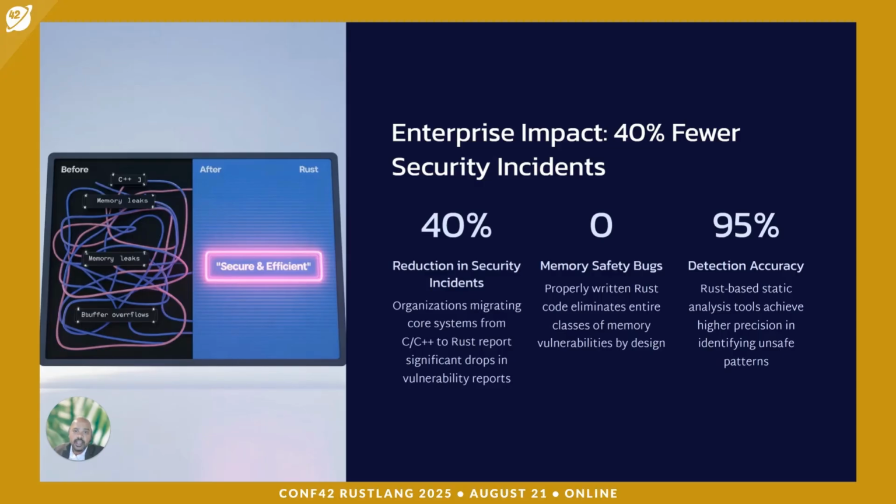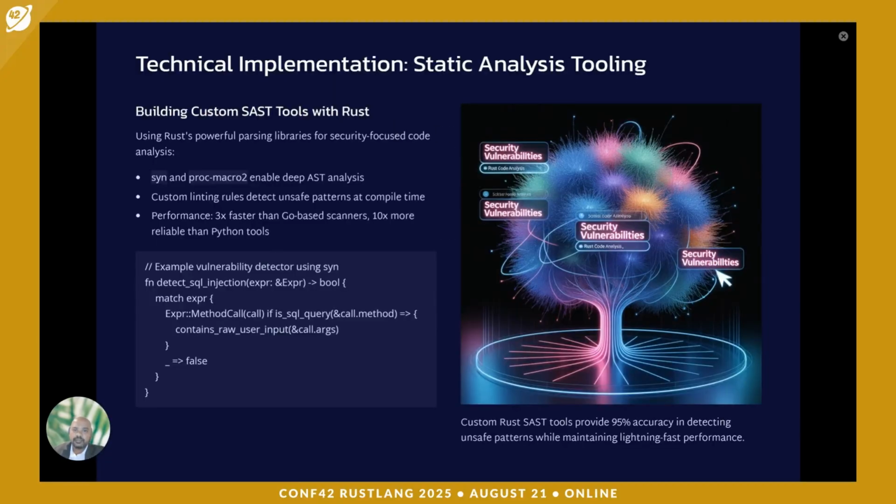So how do we actually put Rust to work? Let's start with static analysis, catching unsafe code patterns before they ever reach production. Static analysis tooling: Rust parsing libraries like syn and proc-macro2 make it perfect for building static analysis tools. You can scan code at compile time, spot SQL injection patterns, and block insecure commits before they hit the repo.